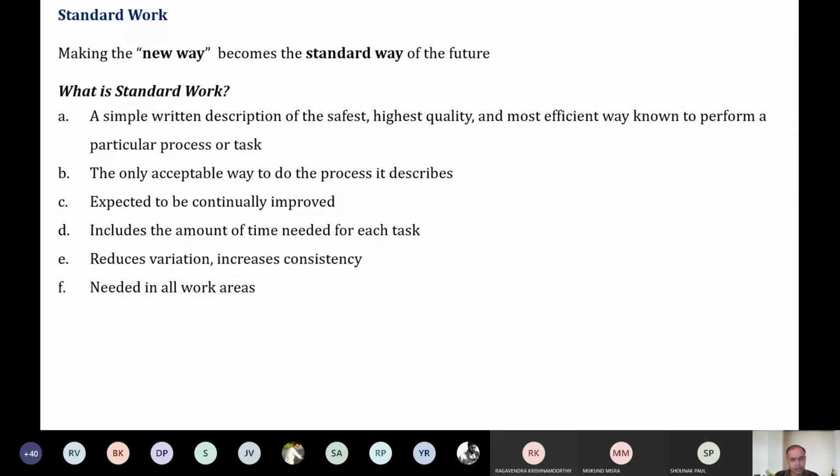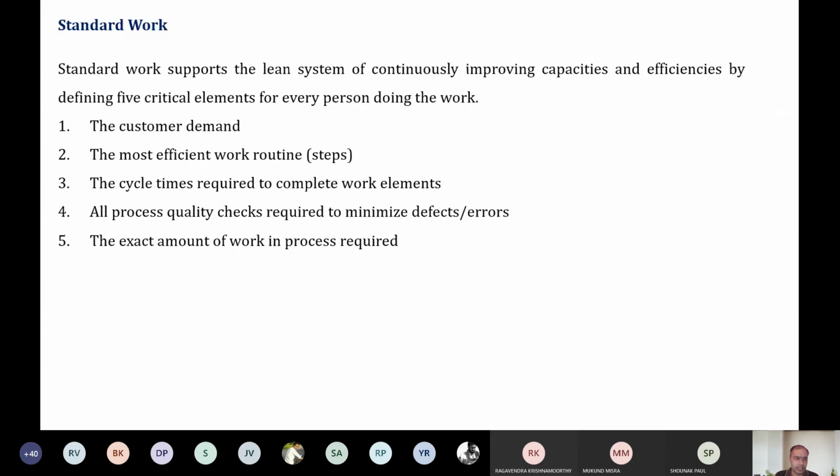Okay, so we should try to reduce the variations and improve the consistency. We should improve, and it should be implemented across all work areas. So how to do that? There are five elements which we should understand. That is, what is my customer demand? Then what will be the more efficient work? What are the steps I should adopt? What is the cycle time required for one component? How can I do the quality check for all the components to ensure that I am producing a good quality component without defects and errors? And what is the exact amount of work required?